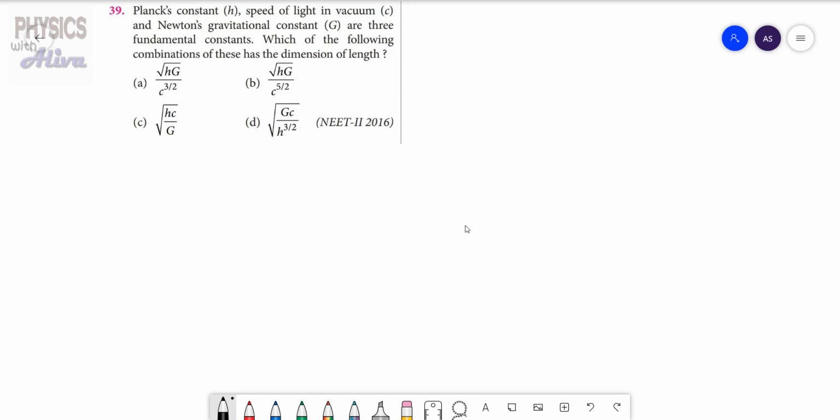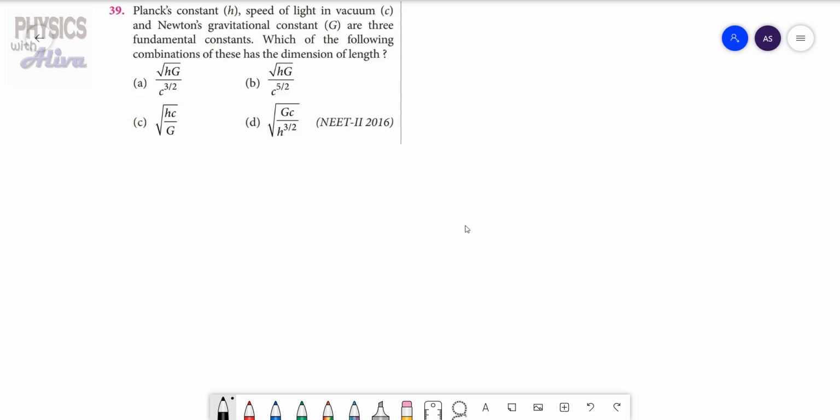Planck's constant h, speed of light in vacuum c, and Newton's gravitational constant G are three fundamental constants. Which of the following combinations of these three has the dimension of length?